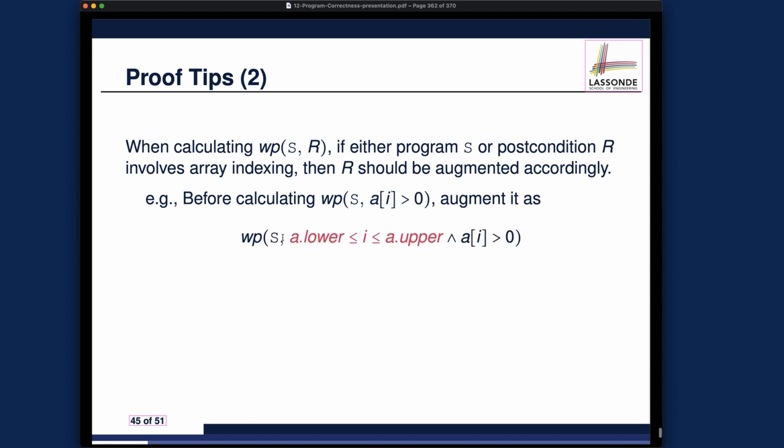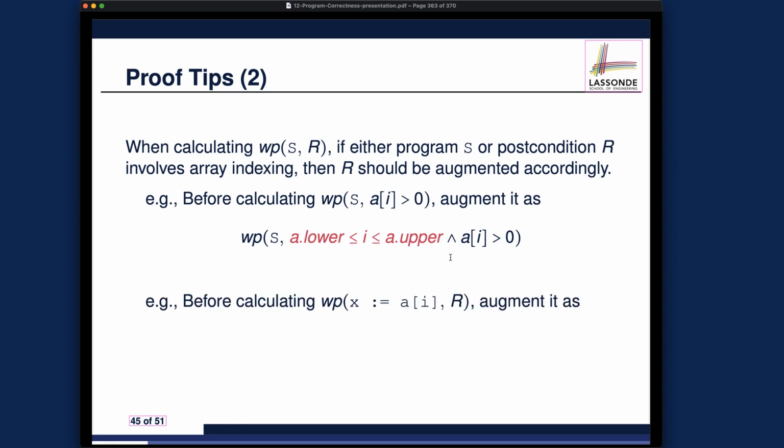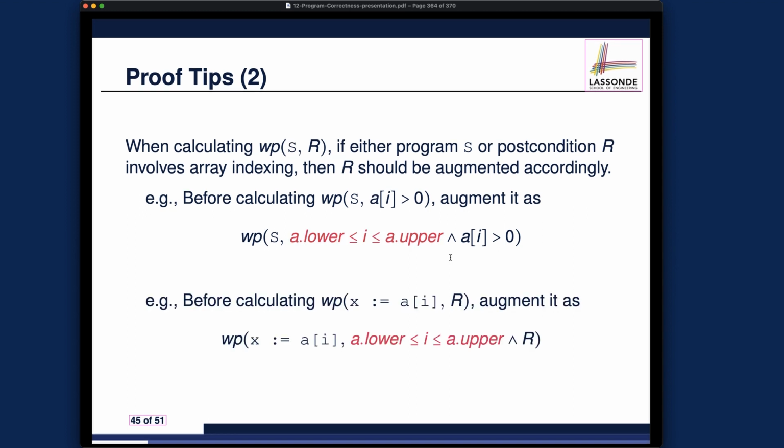So what you really want to establish upon the termination of S will be not only that A[I] should be larger than 0, but it should also be a valid index. So this will also be important for you to augment. Okay, that's another proof tip that you want to consider when you actually do your exercise. Okay, so that's about the 2 proof tips.